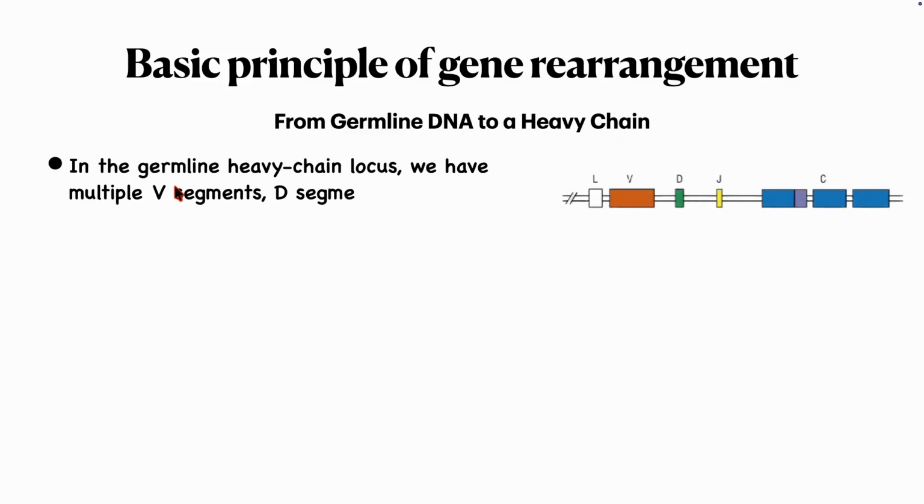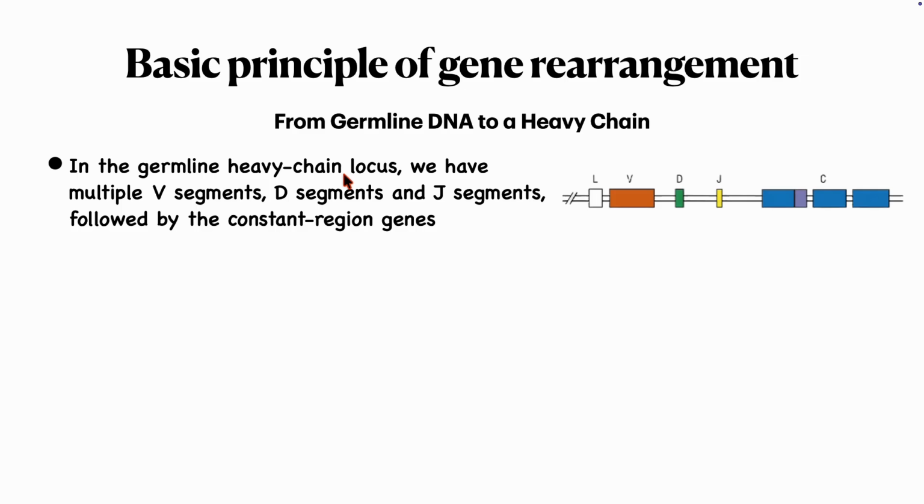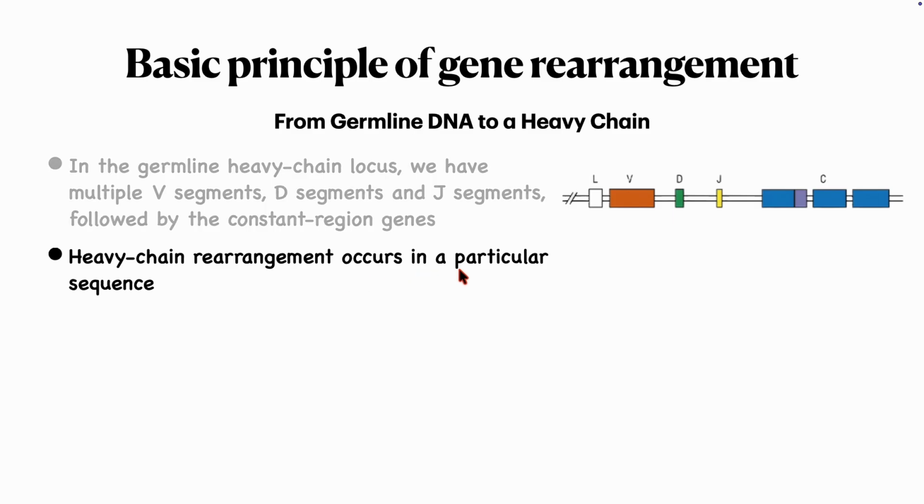Now let's examine how germline DNA is transcribed and translated into a heavy chain. The heavy chain follows the same general principle, but it is slightly more complicated. In the germline heavy chain locus, we have multiple V segments, D segments, and J segments followed by the constant region genes. Heavy chain rearrangement occurs in a particular sequence.